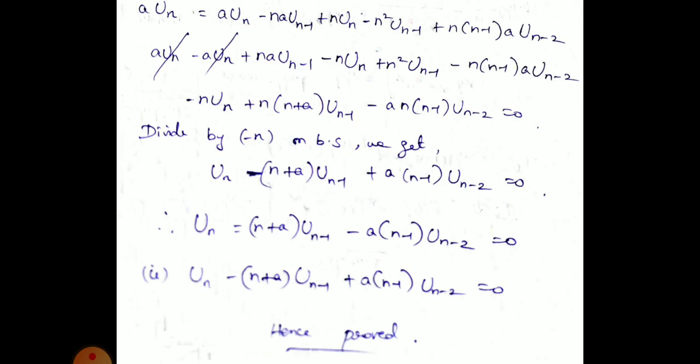So a_n minus a_n plus n a_{n-1} minus n u_n plus n squared u_{n-1} minus n into (n-1) a u_{n-2} minus n u_n plus n into (n plus a) u_{n-1} minus a into (n-1) u_{n-2} equal to 0 will come. We are multiplying with that n into (n-1) a u_{n-2}. So now we are cancelling that. What we are doing now, we are cancelling.